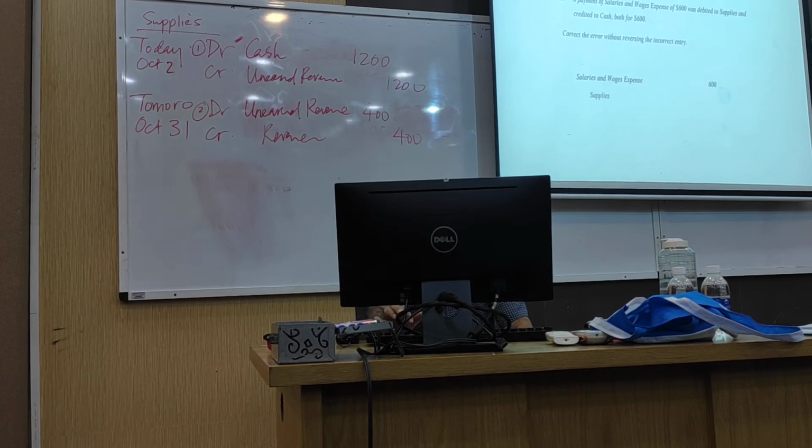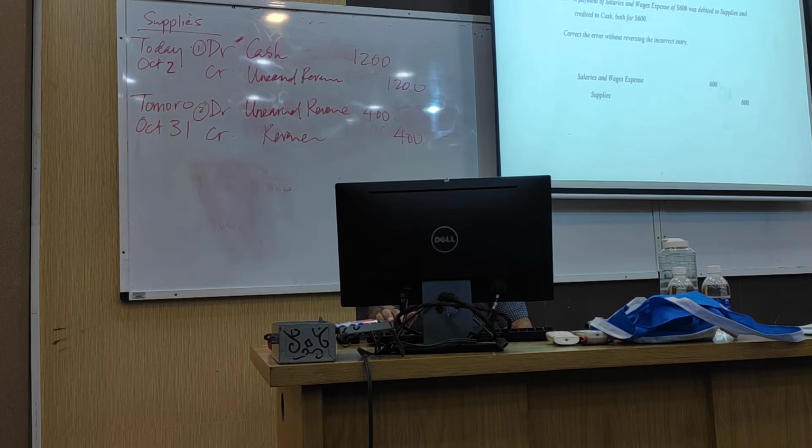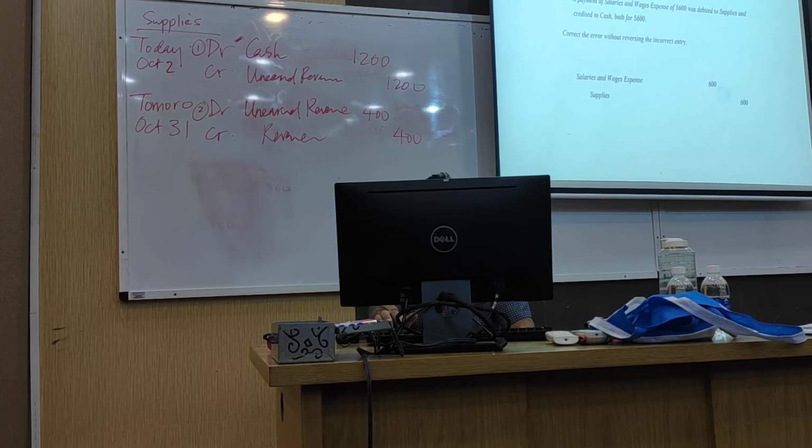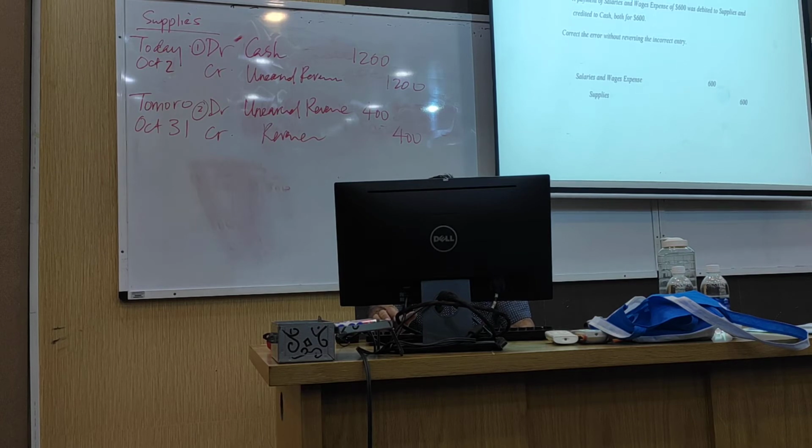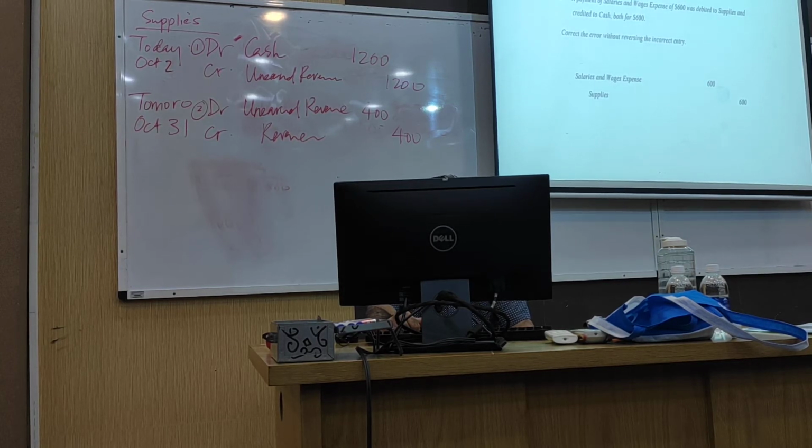Yeah, so what unit is supplies but not account payable? That's because you are supposed to have paid for an expense, and it's a cash payment, right? But what you did was you debit the wrong expense account. Yeah, you used the supplies expense account instead of the salaries and wage expense account.